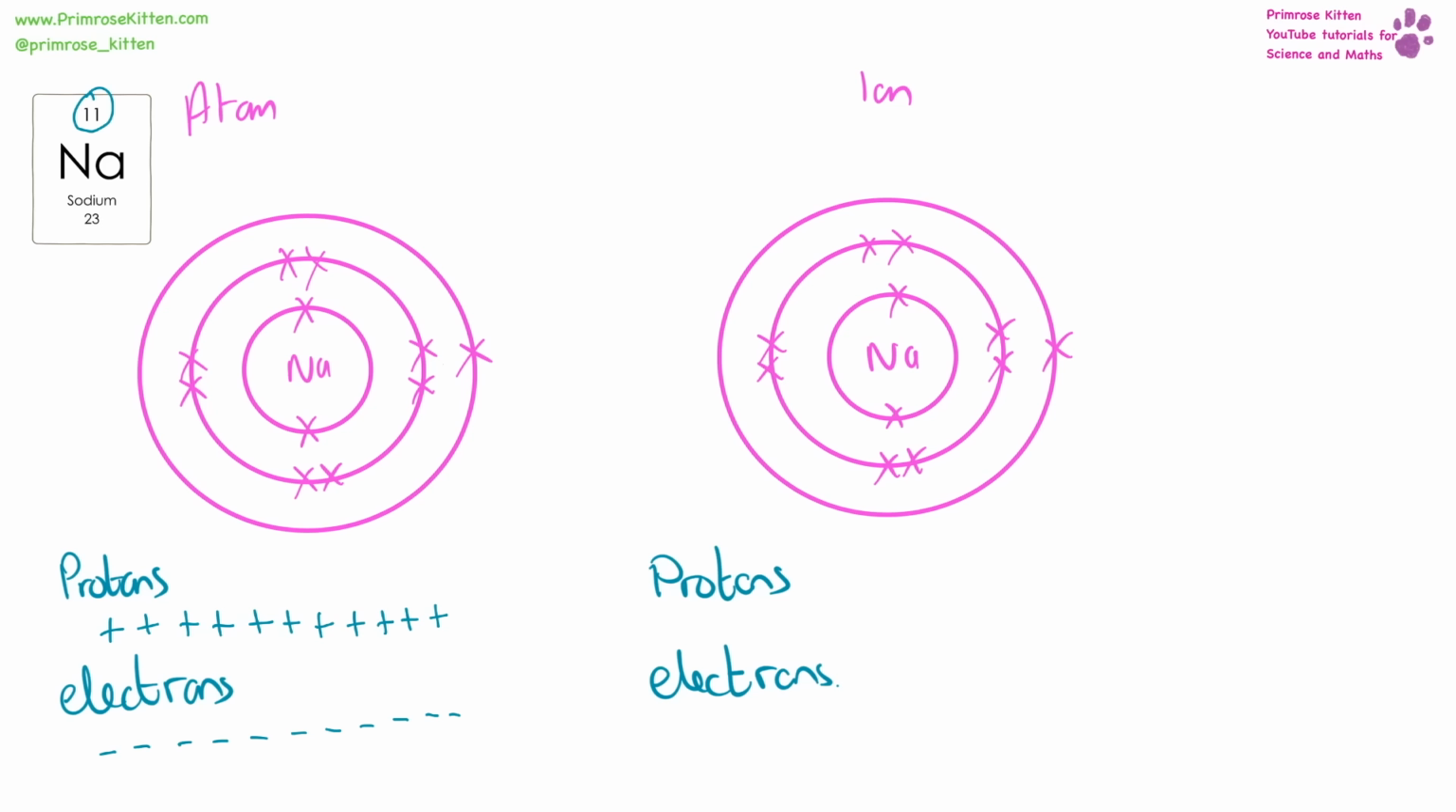Now in an atom, the positive charges and the negative charges cancel each other out, so the overall charge on the atom is going to be 0. However, when sodium makes an ion, this electron here goes away. So it still has the same number of protons, it's still sodium.